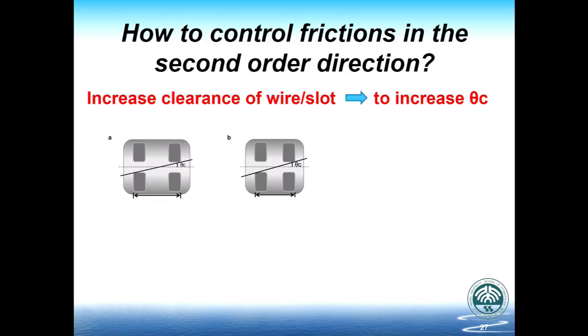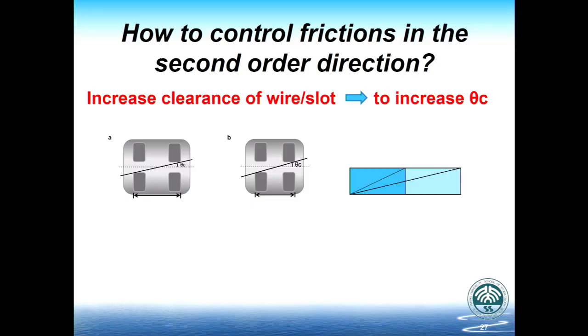And how do we control the friction in the second order direction? We already know that if we increase the clearance between the wire and the slot, we can increase theta c. For these two kinds of brackets, what's the difference between them? This one is wider.